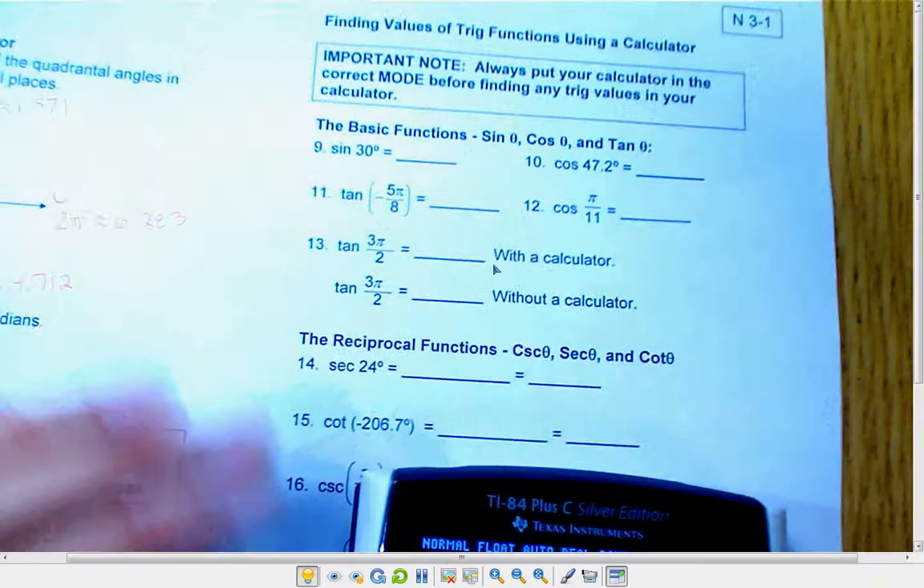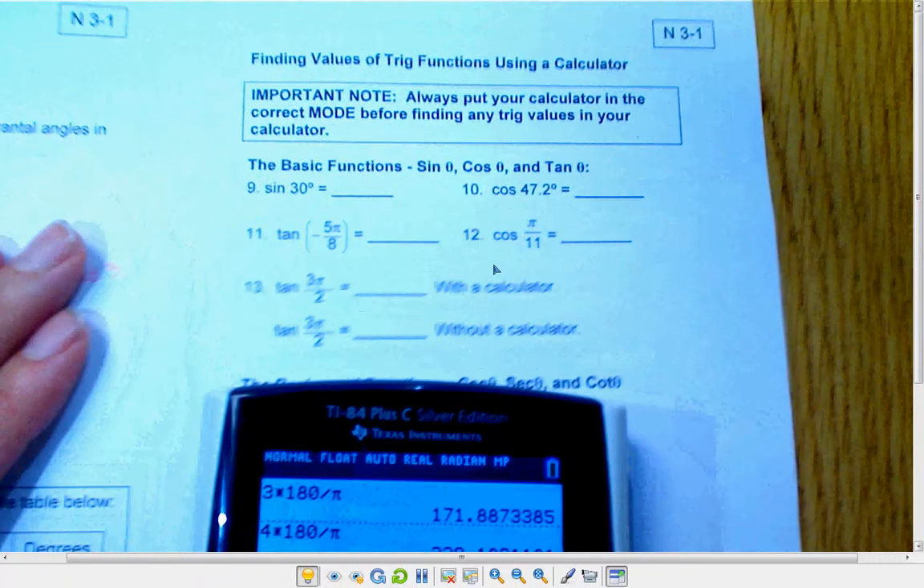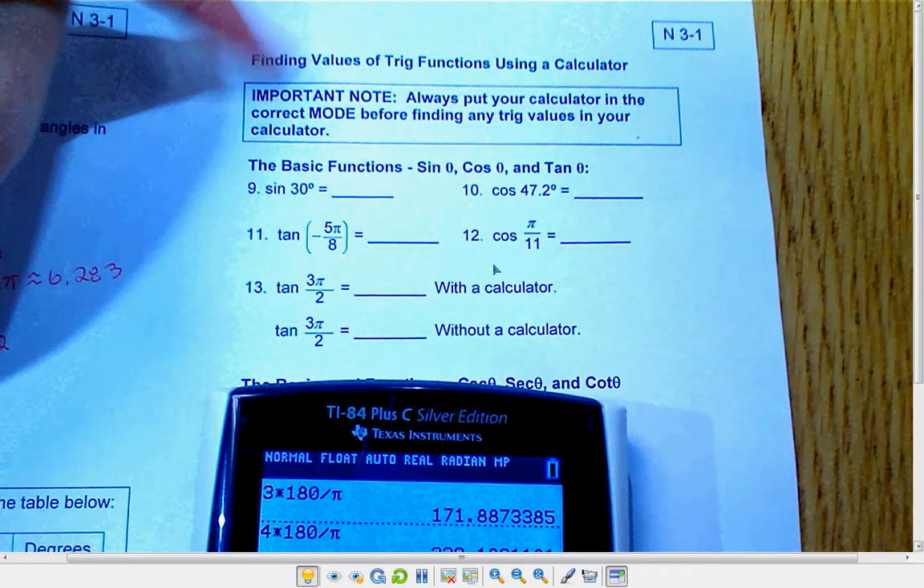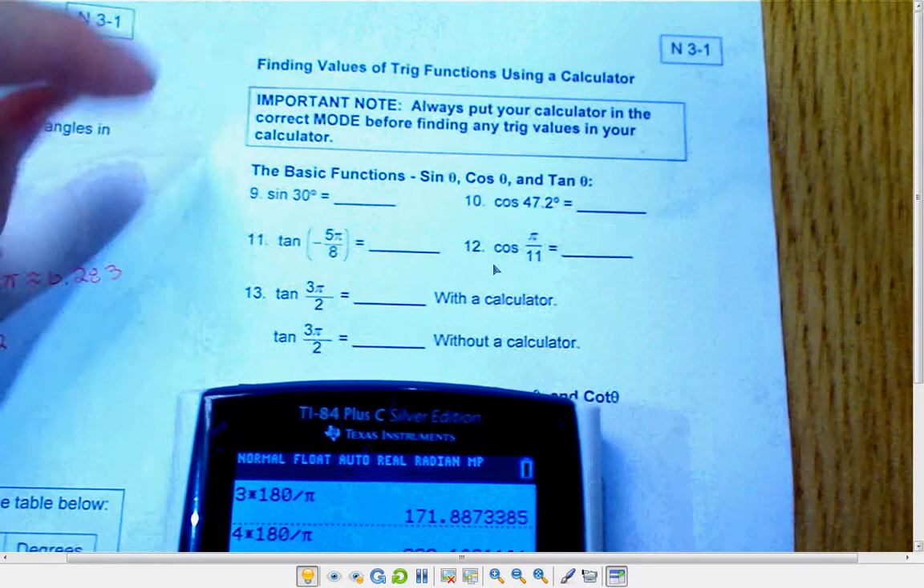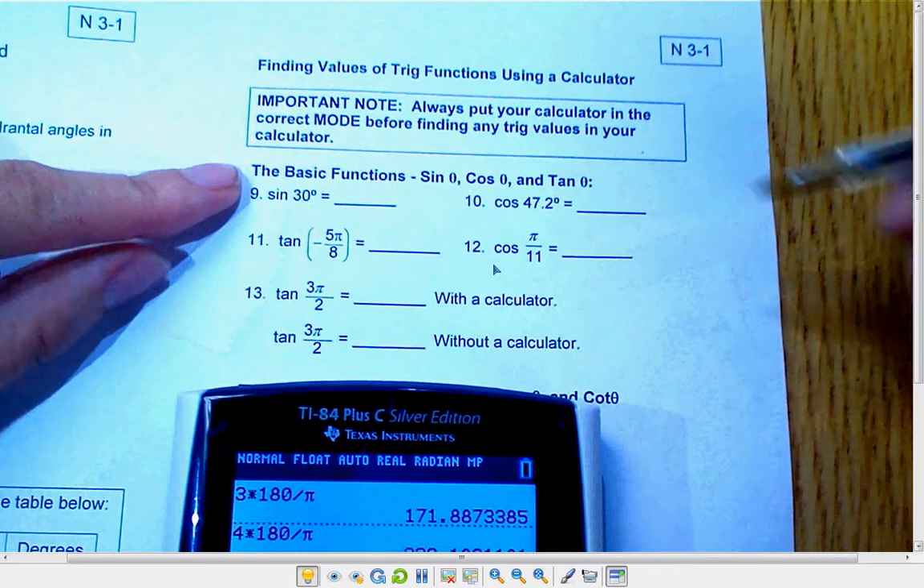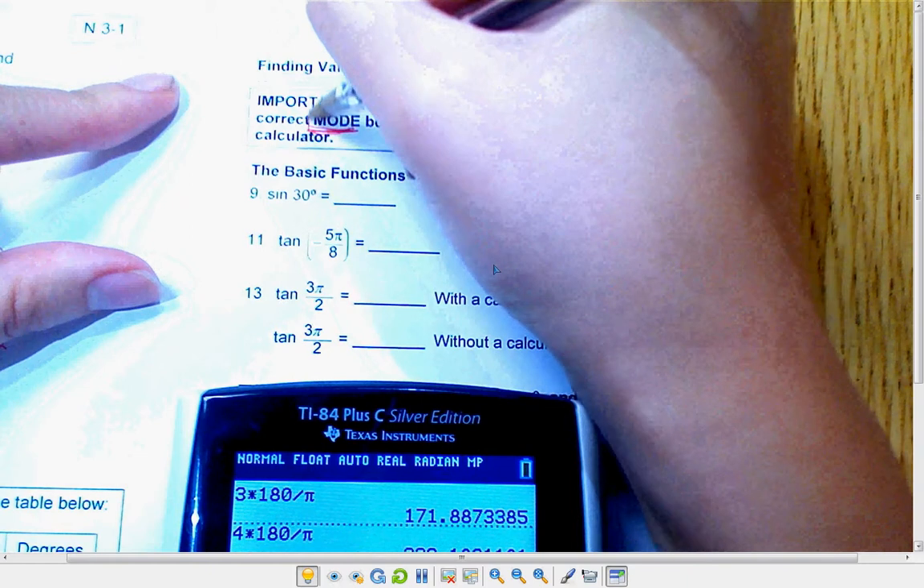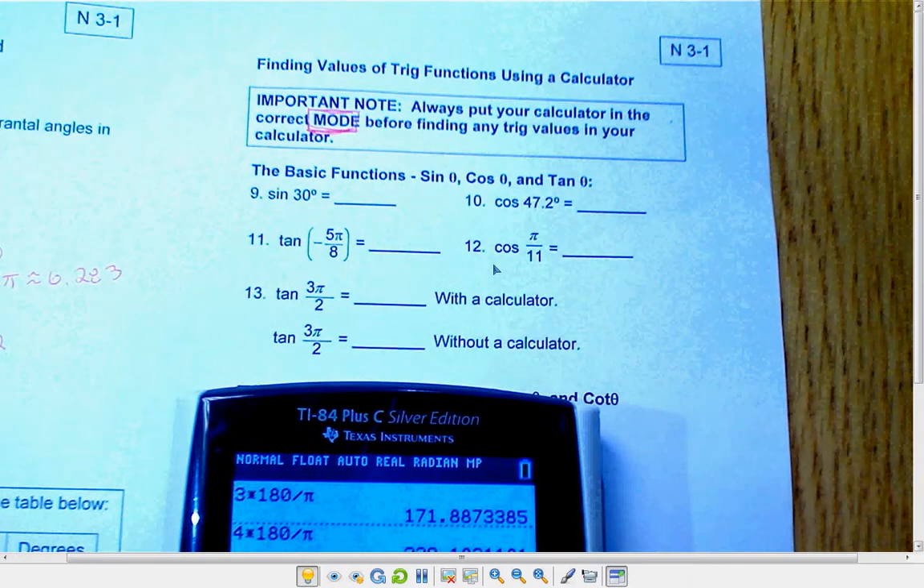So we can also use our calculator to find trig functions. So this is what we've been doing using our special angles, what we've been doing for do nows for the last week. And now I'm going to show you how to do this using your calculator. So the most important thing here is to make sure that your calculator is in the correct mode.